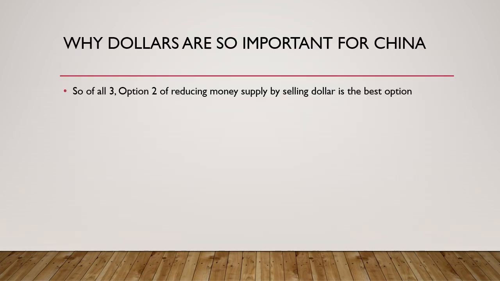So out of all the three options, option 2, as we can deduce, that is reducing the money supply by selling dollars, is the best option for China ultimately to go about. If it goes for option 1, it messes up its economy even more, and ultimately the dollar reserves anyway dwindle. If it goes for option 3, as we saw, it will lead to a deflationary cycle and perhaps even an economic depression, something that no country would like to have.